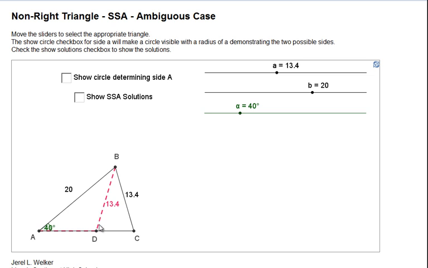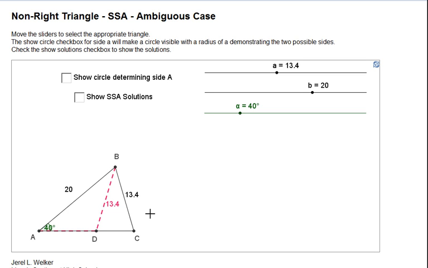it's possible to have two different triangles, right? So if you look at this dotted red line here, right, you can have triangle ABD based on the information given. If you're given that this side over here, this length AB, that segment has a length of 20, and the length BD is 13.4, and this other angle here is 40, it's possible to have this red triangle here. It's also possible to have triangle ABC, okay?